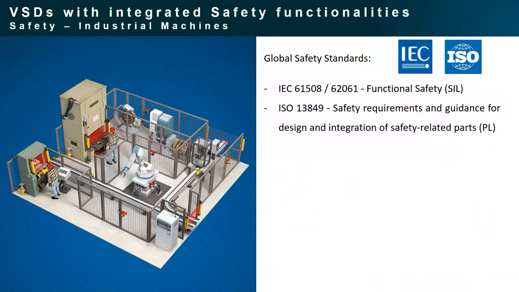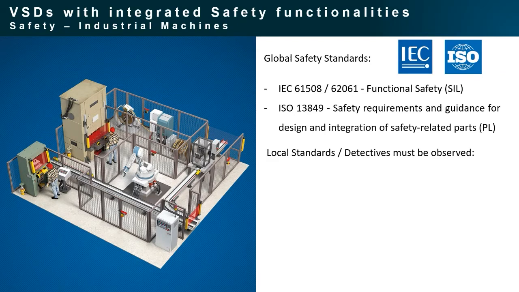And about standards, which standards will we discuss today? Today we'll talk about the IEC and ISO standards, which are the global safety standards used for several machines worldwide. So we will talk about the IEC 61508 and IEC 62061 that define functional safety for machines. And additionally, the ISO 13849 that defines the safety requirements and guidance for design and integration of safety-related parts.